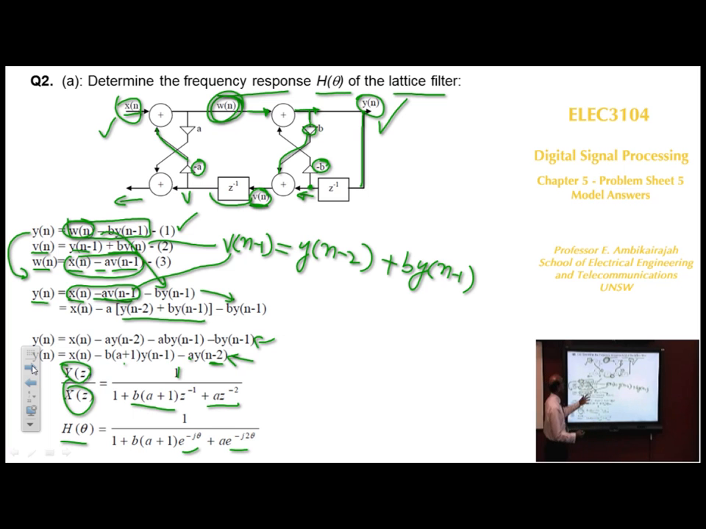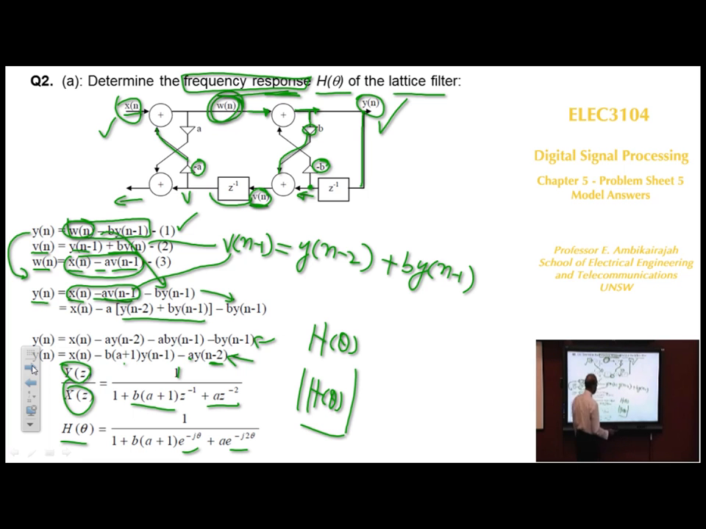You're not asked to find the magnitude response. It's only a frequency response. So if you try to do magnitude, it will take a long time there. So just be careful of that. Read the question very clearly. Does frequency response mean H theta? And if you are asked for the magnitude response, then only you're going to find that. So read it carefully before you start with the question, right? What you're trying to do.